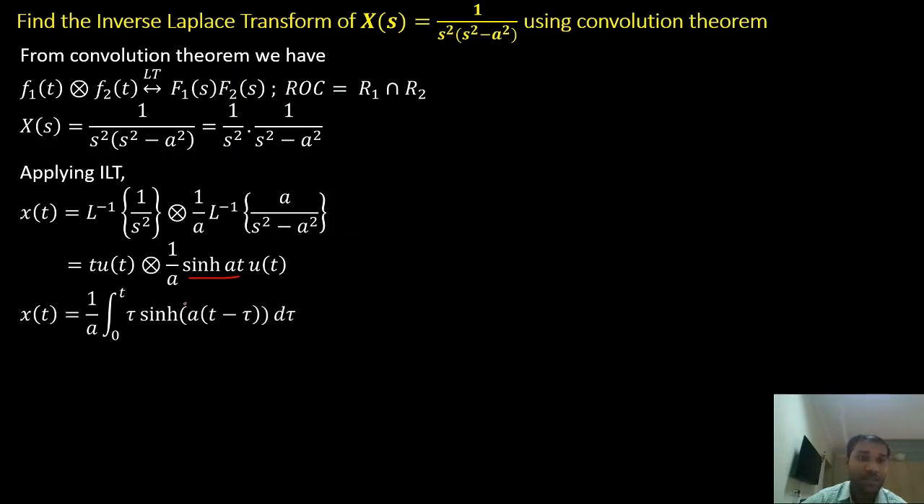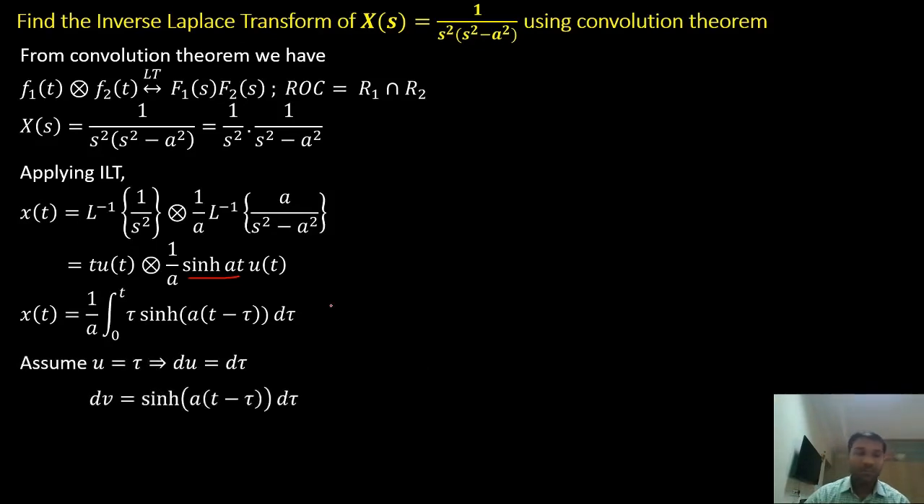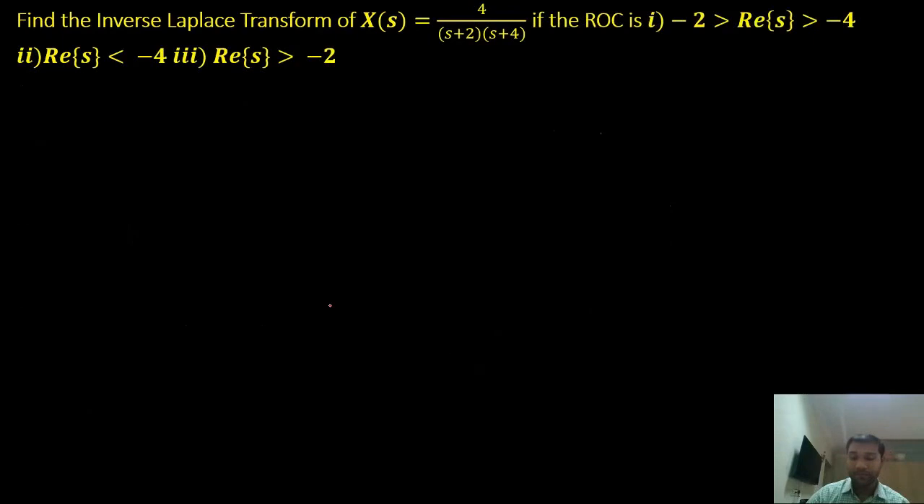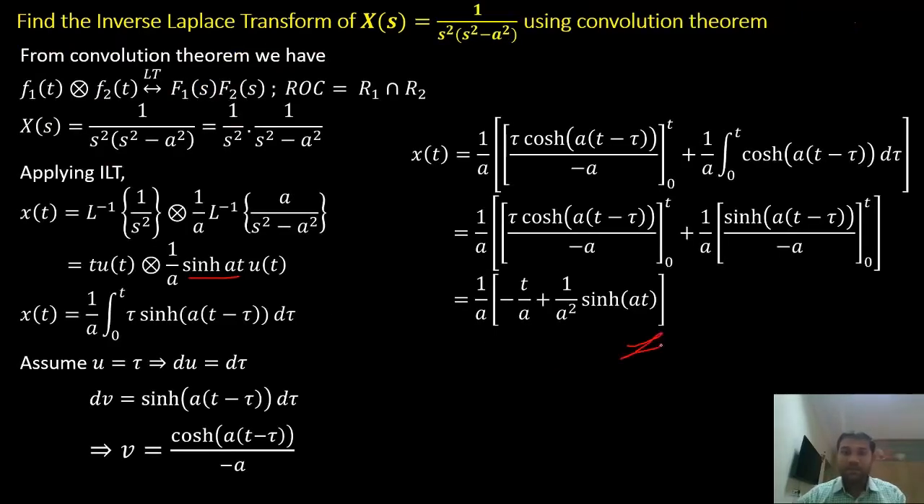Now what I am doing here is I am applying the convolution integral, integral 0 to t. Since it is in the form of u dv, I'm integrating with the formula uv minus integral v du. So this is how I will arrive at the final answer. This is the final answer, right?